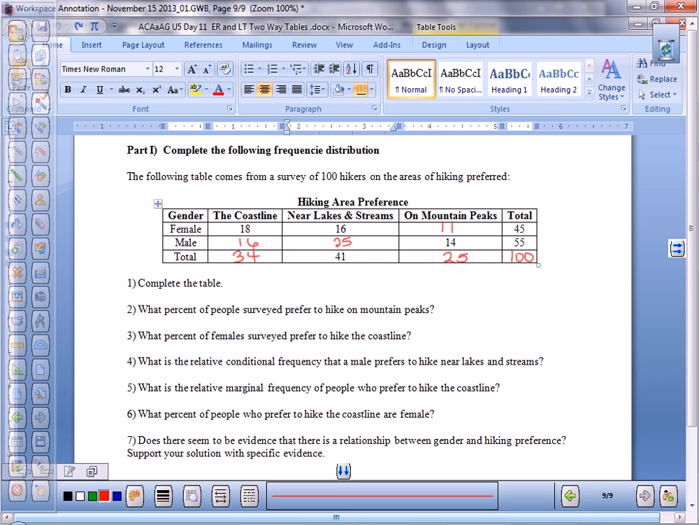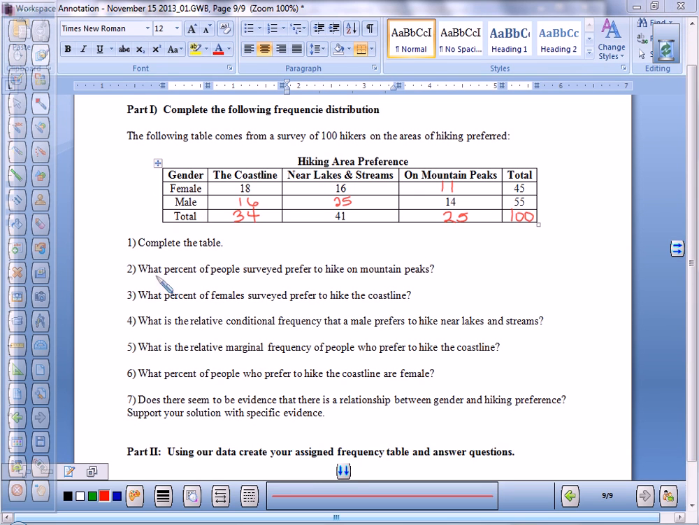Number 2. What percent of people surveyed prefer to hike on mountain peaks? Okay, so how many prefer to hike on mountain peaks? 25 out of 100, 25%. That was not conditional, was it? No, ma'am. I could have called that a marginal relative frequency, couldn't I? Because we were looking in the margin.